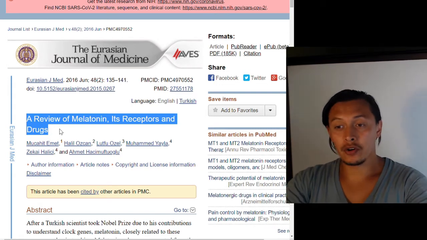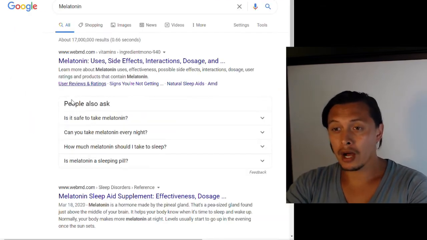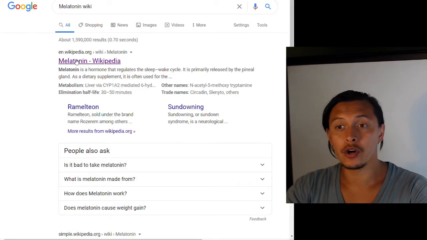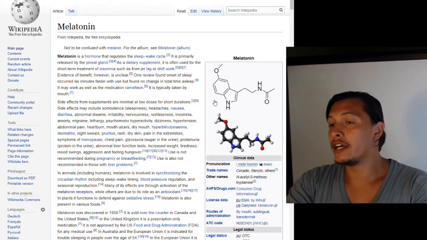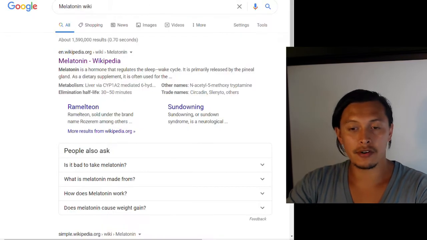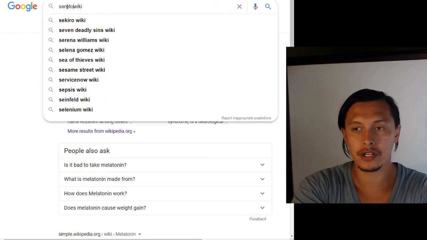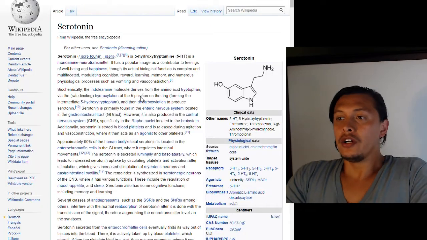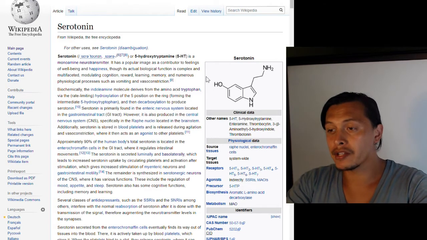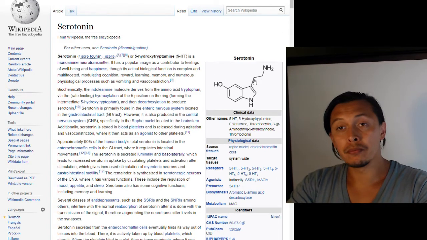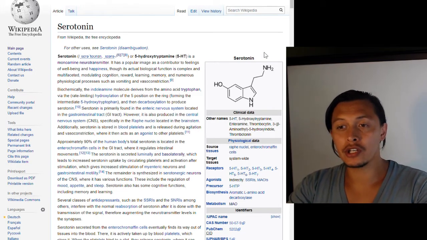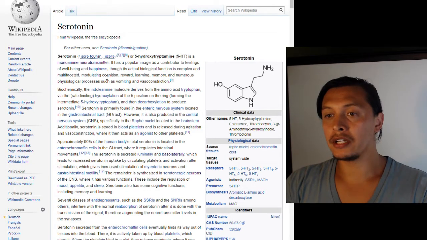So melatonin, I'll get this Wikipedia article up for you to go through the chemical structure of it. So this is melatonin, and this is closely related to serotonin. So let me get the serotonin molecule up. This is serotonin, and serotonin has this indole ring. It has this hydroxy group coming off of it, and then it has this ethyl group, or two carbons with hydrogens in between. And then you have this amine group. This is usually considered a monoamine, a one-amine neurotransmitter.